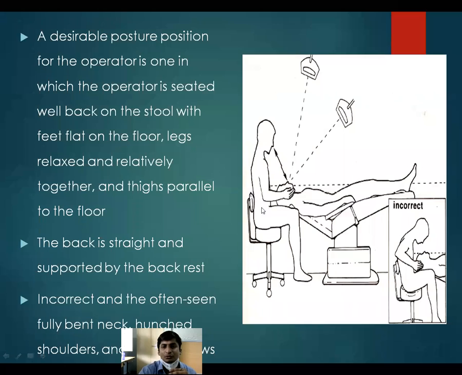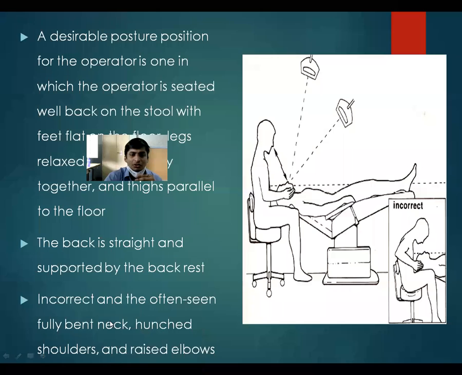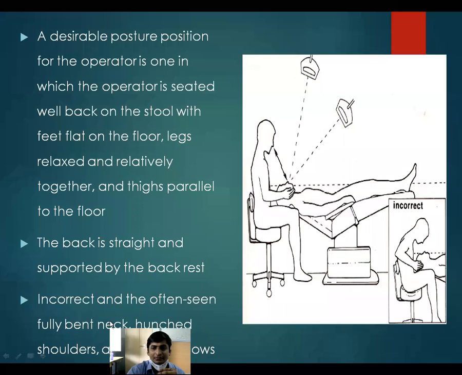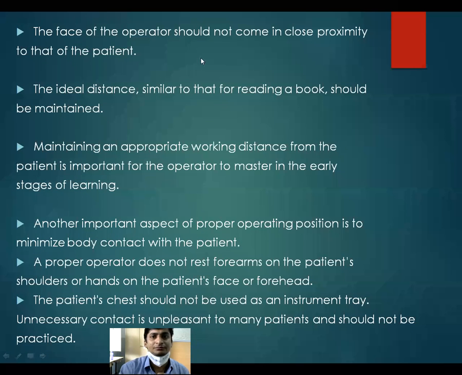This is the proper position of the operator, and you can see here the correct position. In the incorrect one, the operator is bending, and his legs and thighs are not properly placed. The back is straight and supported by the backrest. Back should be properly supported by the backrest. Often seen incorrectly are a fully bent neck, hunched shoulders, and raised elbow. Your position should never be like this. You should be in a relaxed, straight back position. It's very important while performing the procedure.